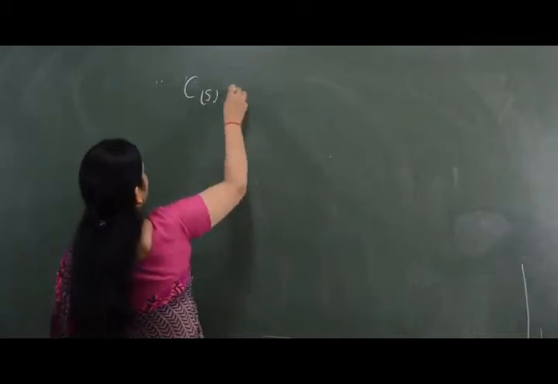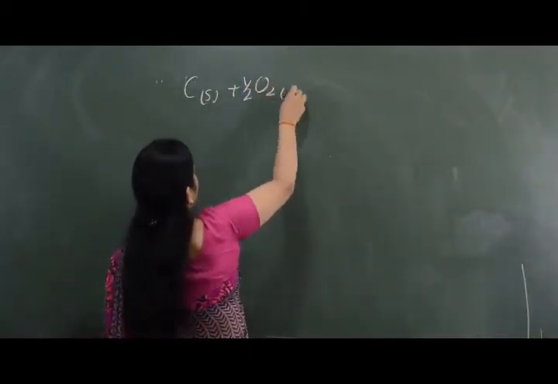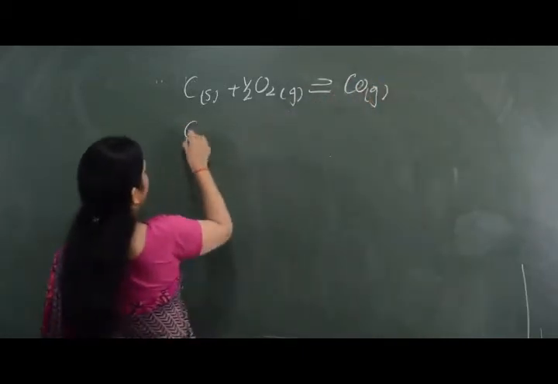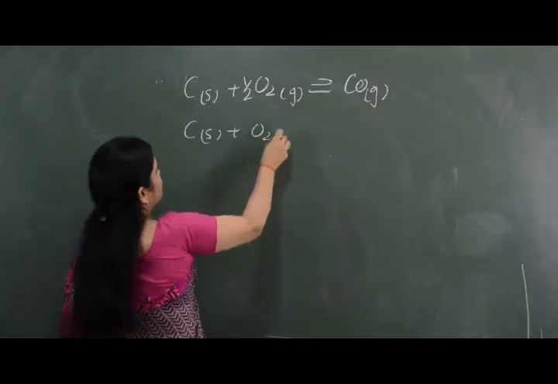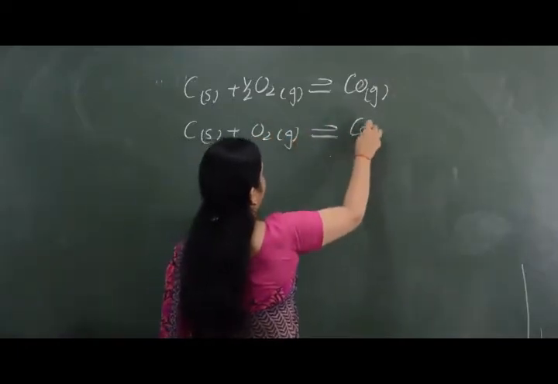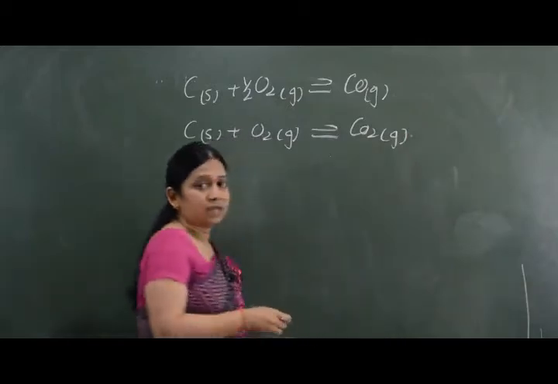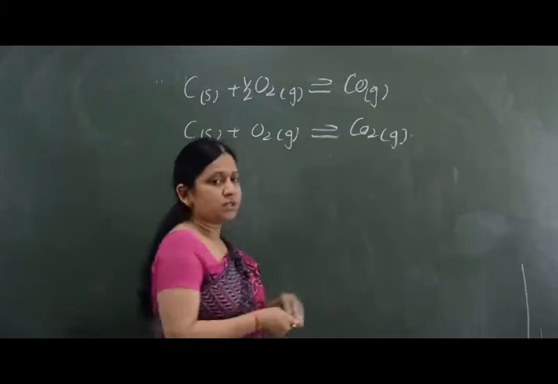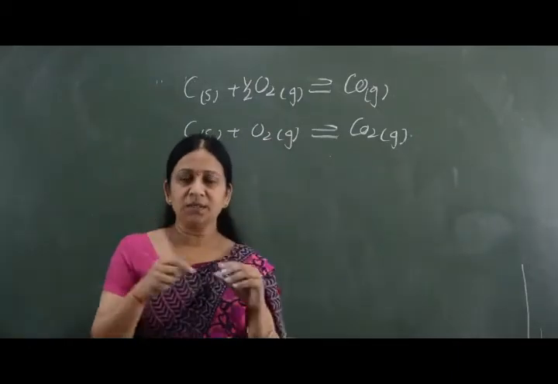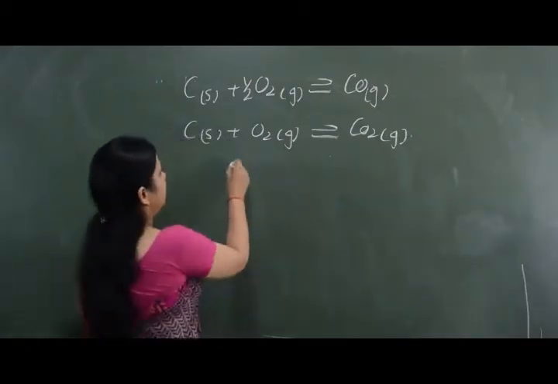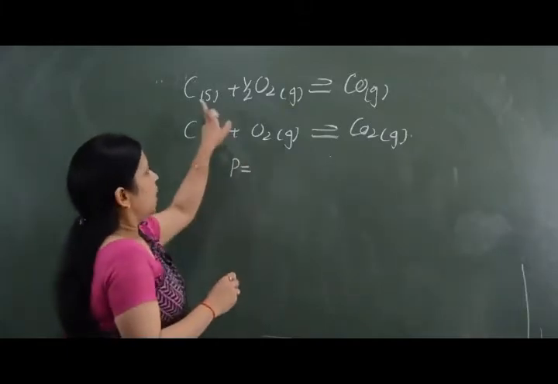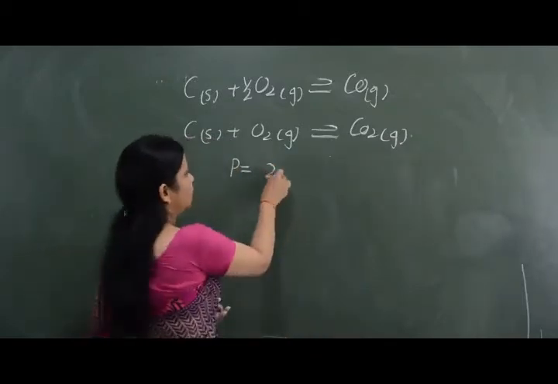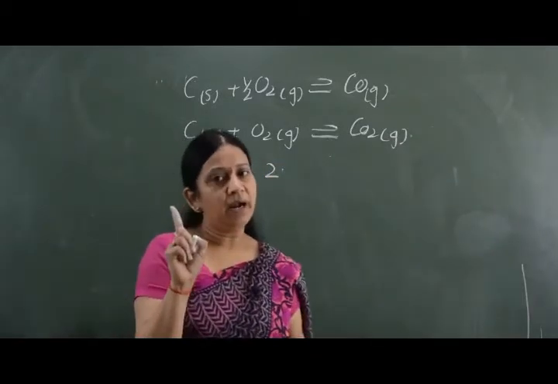Carbon solid plus half oxygen gas giving carbon monoxide gas, then carbon solid plus oxygen giving carbon dioxide as gas. Now this is one system. So the 2 equations are telling us about only one system. Now here if we consider phases, solid phase and gaseous phase, all the gases are miscible. So we have 2 phases, one solid phase and one gaseous phase.